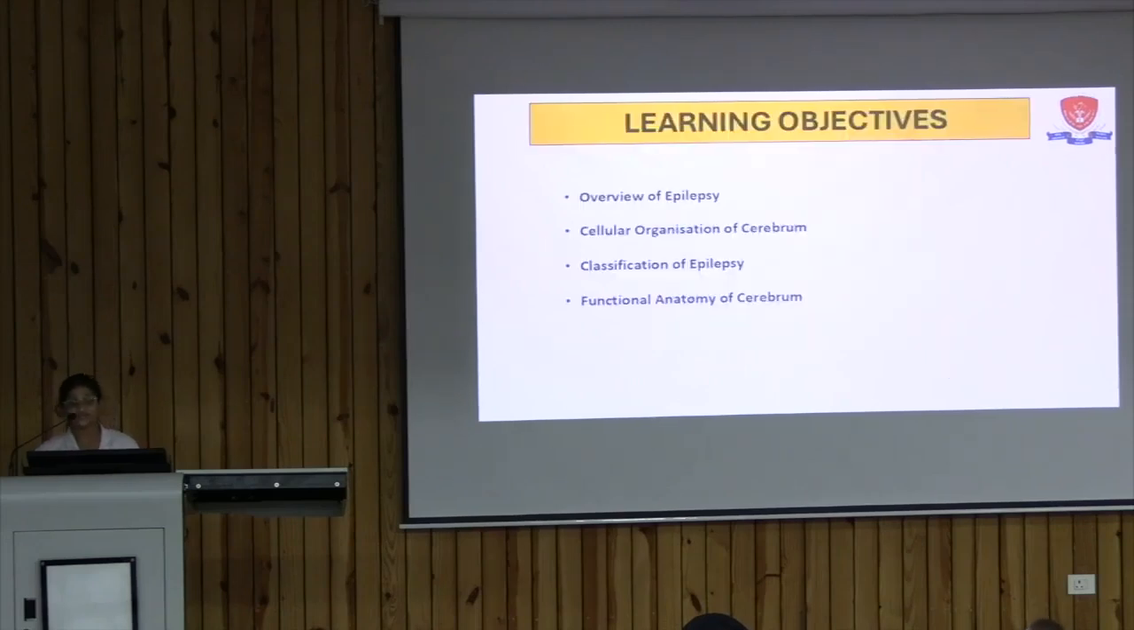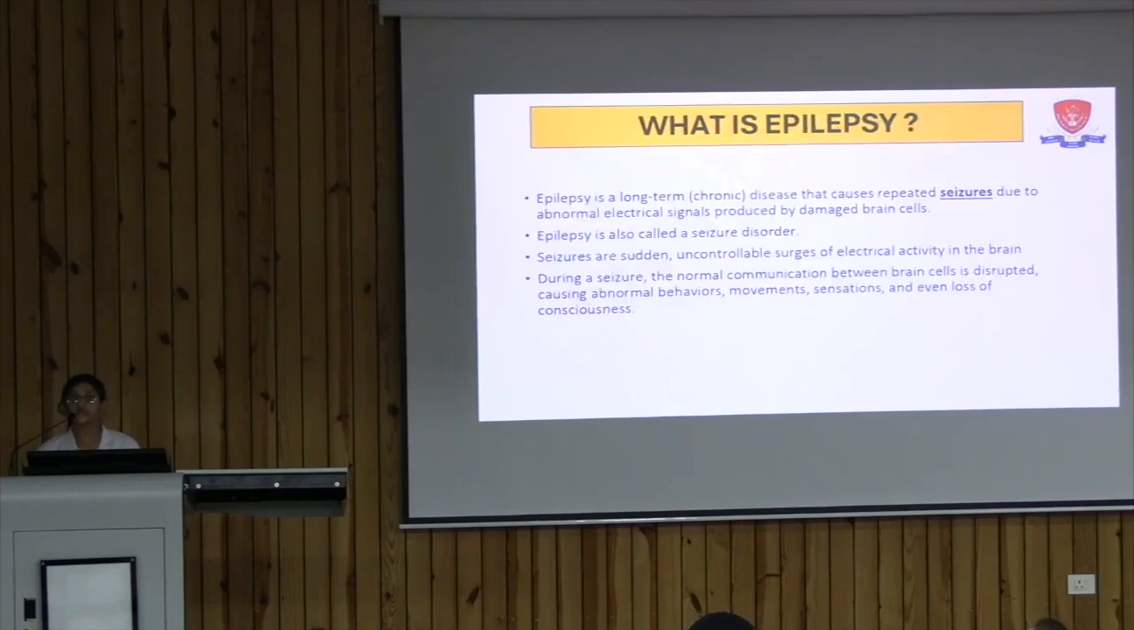The learning objectives are overview of epilepsy, cellular organization of cerebrum, classification of epilepsy, and functional anatomy of cerebrum. Let's start with understanding the basic definition of epilepsy. It is a long-term or chronic disease that causes repeated seizures due to abnormal electrical signals which are produced by damaged brain cells. Hence, it is also called a seizure disorder.